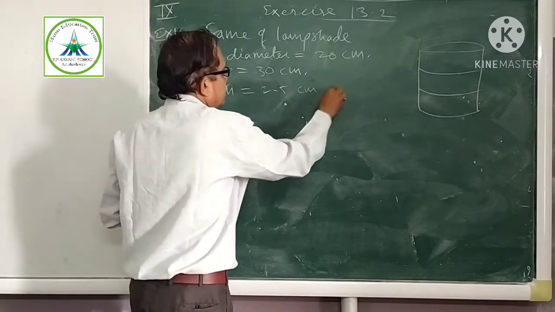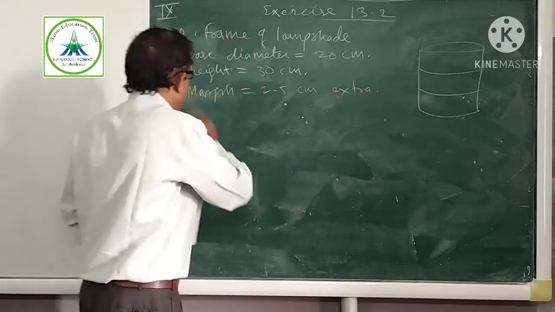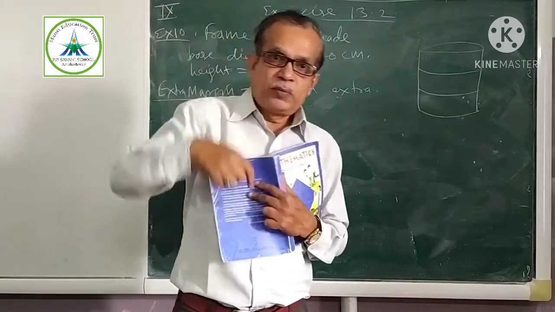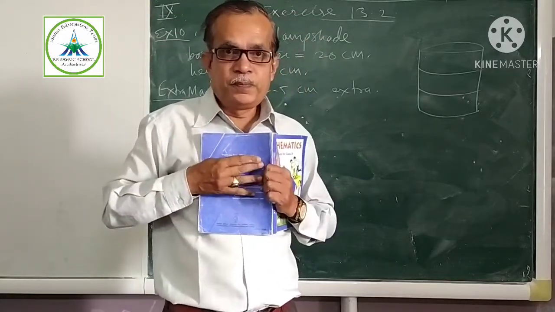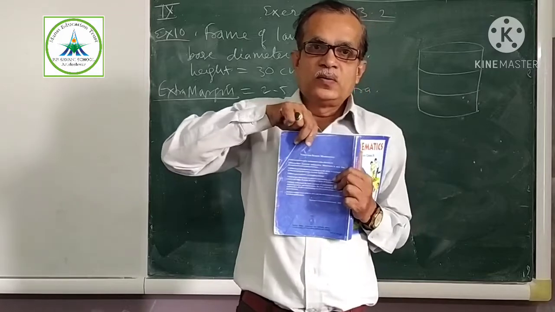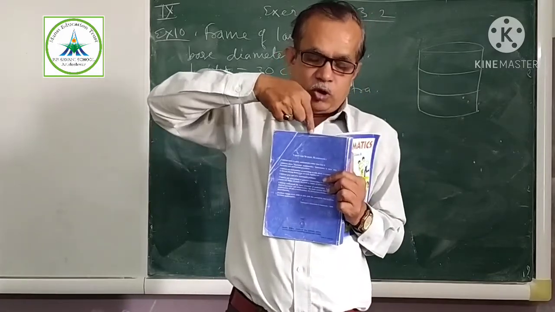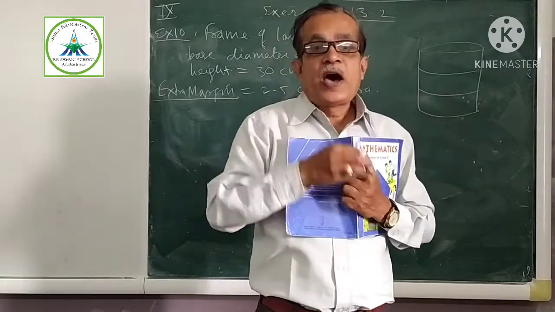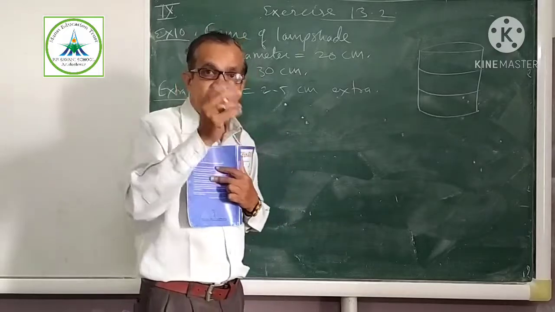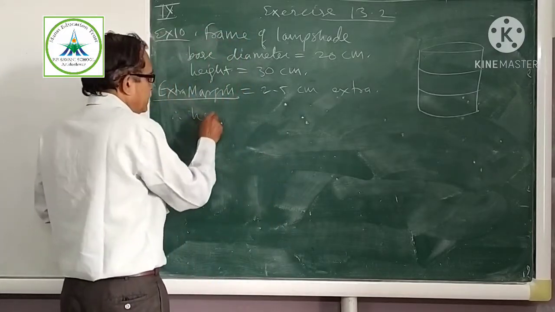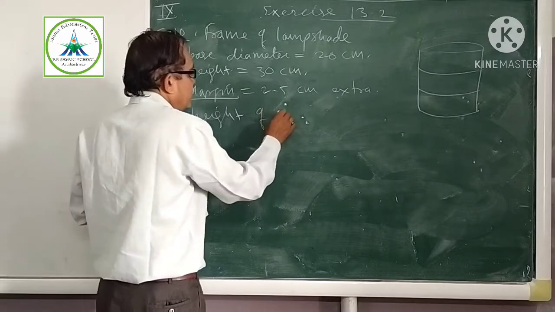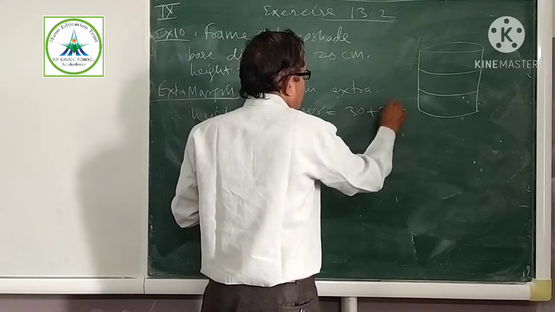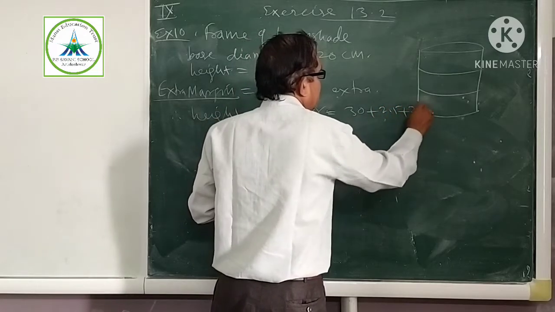Extra. So extra margin. Therefore, the height of the paper required to paste: margin of 2.5 is at the top and margin of 2.5 at the bottom. So that is extra. So the height of the paper which is to be covered is, therefore, height of paper, that will be 30 plus 2.5 plus 2.5.